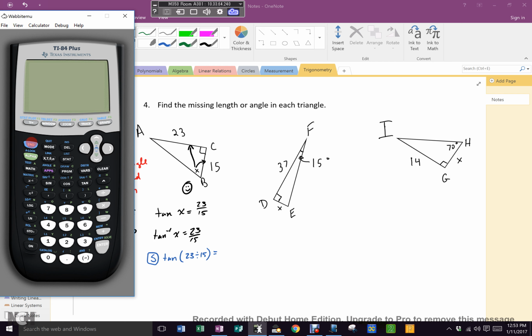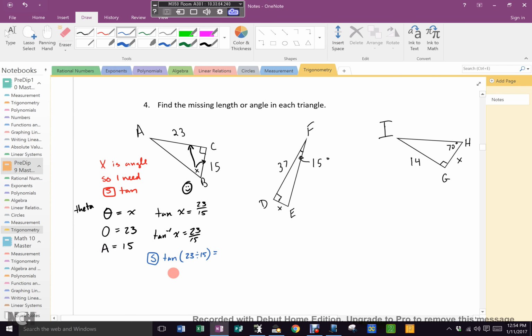So let's check. I got to turn my calculator on, shift tan, 23 divided by 15, close brackets, equals 57 degrees. Now, Blake, you got to reverse it. 23 divided by 15 equals shift tan. And what do you get?